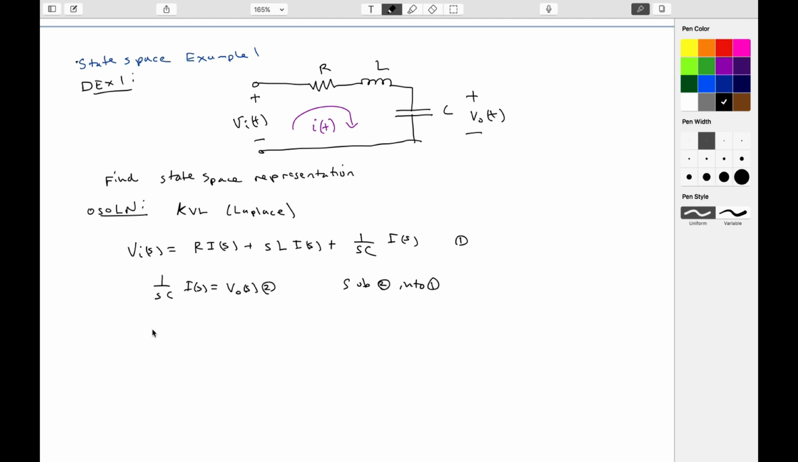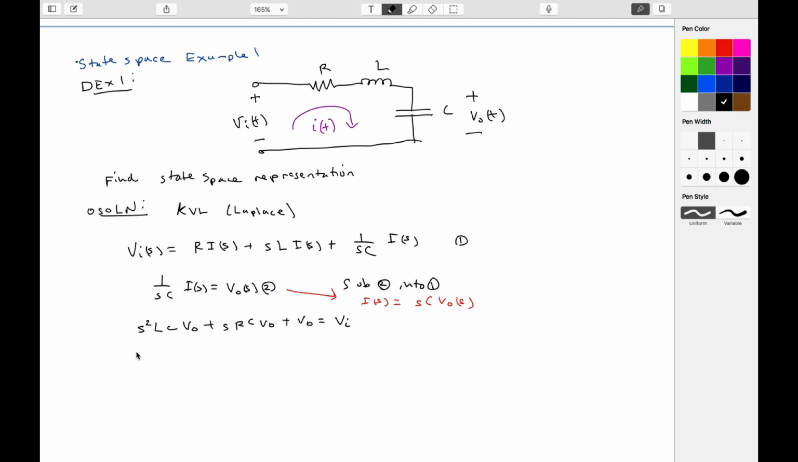And what we get then is the following. We're going to get S squared times L times C. Okay, so as an aside, if you're confused on the solving step here, all I did is I said that I of S is equal to SC V naught of S. Okay, so now we have S squared LC V naught plus SRC V naught plus V naught is equal to VI.